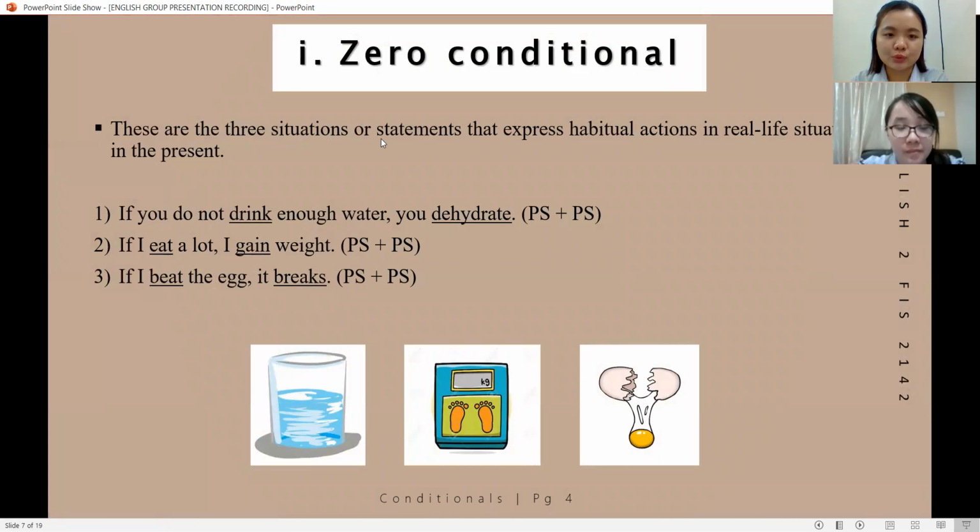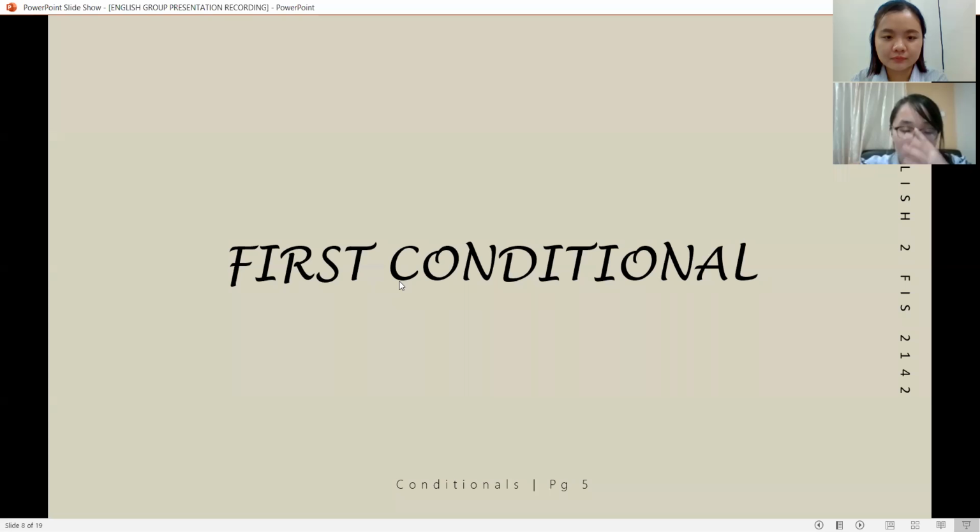These are the 3 situations or statements that express habitual actions in real life situations in the present. The first example, if you do not drink enough water, you dehydrate. Drink is in present simple as well as dehydrate. The second one, if I eat a lot, I gain weight. The if clause is in present simple and gain, the main clause, is also in present simple. The third one, if I beat the egg, it breaks. So beat is in present simple and breaks is also in present simple.